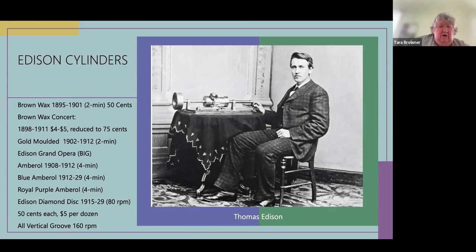But I will say that the dog has never gone after the Amberol cylinders or the Blue Amberols, which is good. And then after that, Edison decided that he needed to change to a disc format with some of his stuff. So he came out with the Edison Diamond Disc in 1915 to 1925. I'm going to show you a few of those. And the Diamond Discs were actually $1.50. But in general, most of these cylinders are 50 cents each or $5 a dozen. And the cylinders all run at 160 RPM. So it runs considerably faster than record discs.